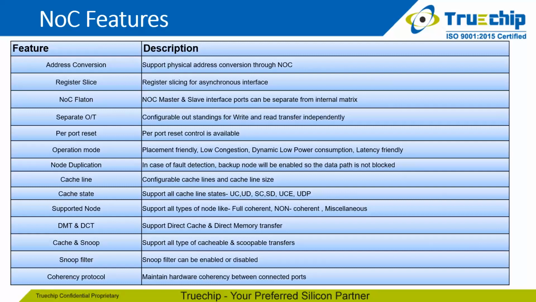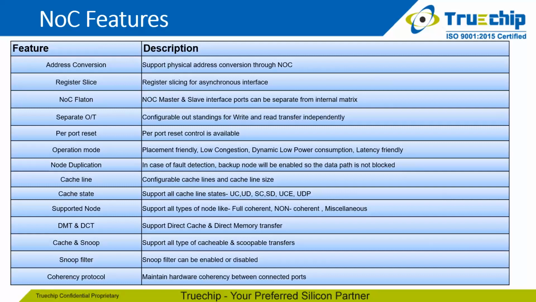We provide per-port reset control and operation modes. We have placement friendly mode, low congestion mode, dynamic low power consumption, and latency friendly mode. What it does is automatically tweak the NOC IP so that it operates in the mode as chosen. Then there is node duplication. In case of fault detection, a backup node will be enabled automatically in the data path, so there will be no blockage of any data transfer.